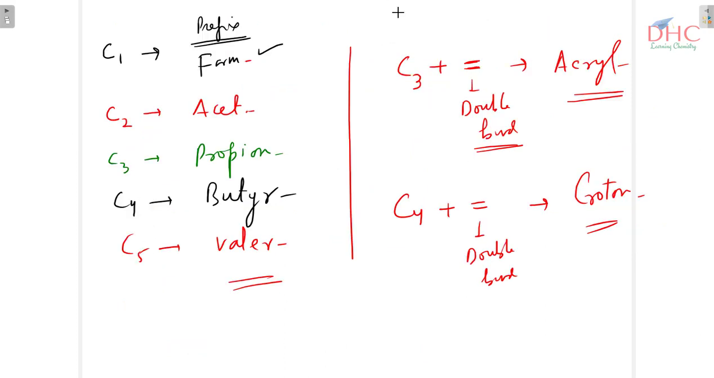In the same case you have the prefixes for carbon number 1, that's form, acet, propion, butyr, valer, and if there are 3 carbons and there should be one double bond, then the name will be acryl. With 4 carbons and one double bond, we get the name croton. So let's have some examples now.